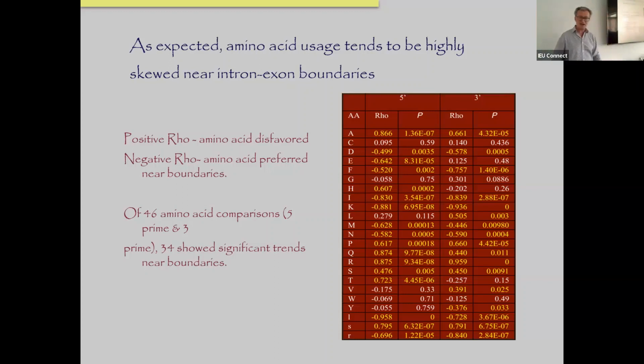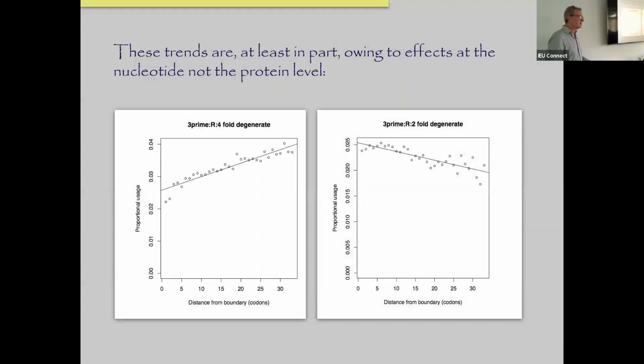So this is 46 comparisons. The take-home message is they're nearly all significant. So nearly all amino acids are showing some sort of trend. And you can say, well, could that be some structural motifs that are avoided or something like that? To which the answer is no. At least not in its entirety.